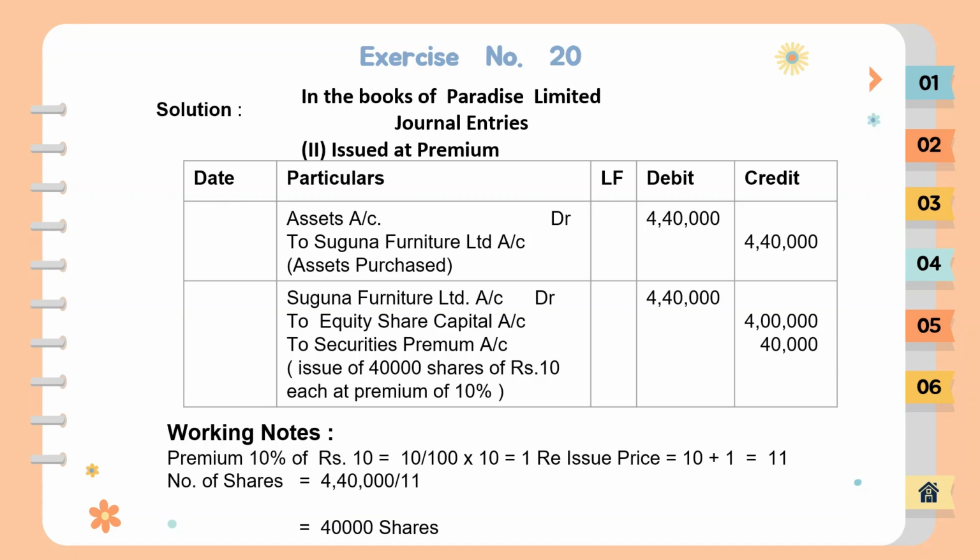Now you pass the entry. The first entry will be the same. Assets account debit to Suguna Furniture Limited, 4,40,000 you will be writing. And here Suguna Furniture is debited. Equity share capital, that is the face value of the shares. Here we have found 40,000 shares, isn't it? 40,000 into 10 rupees is 4 lakhs. Securities premium is 1 rupee. 1 rupee into 40,000 shares, 40,000. So this is the entry.